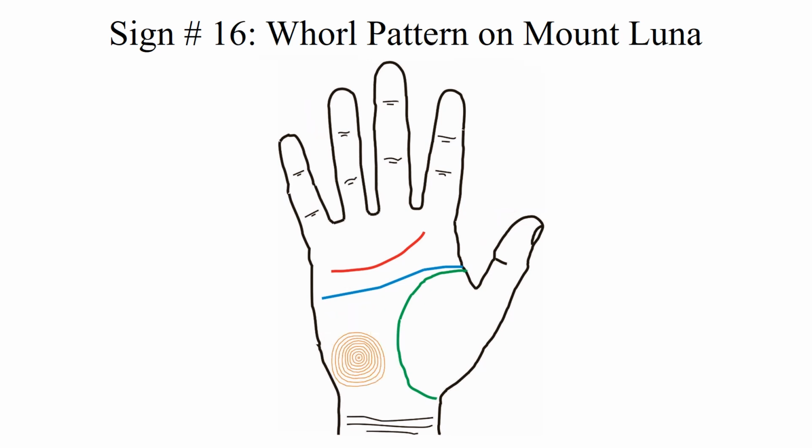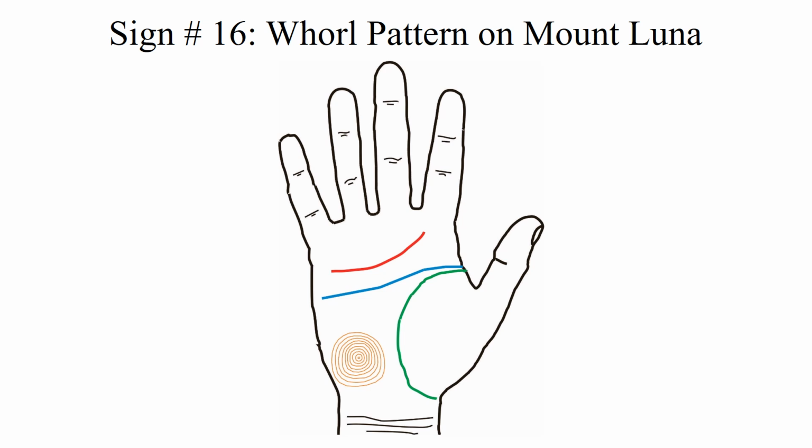Sign number 16, Whorl Pattern on Mount Luna. The whorl is one of the skin ridge patterns, that could be imprinted on fingers, or on the palm. The whorl pattern always denotes individuality, originality, uniqueness and creativity. The presence of a whorl pattern on Mount Luna is considered a rare sign, that indicates a very strong imagination, and an active subconscious mind.